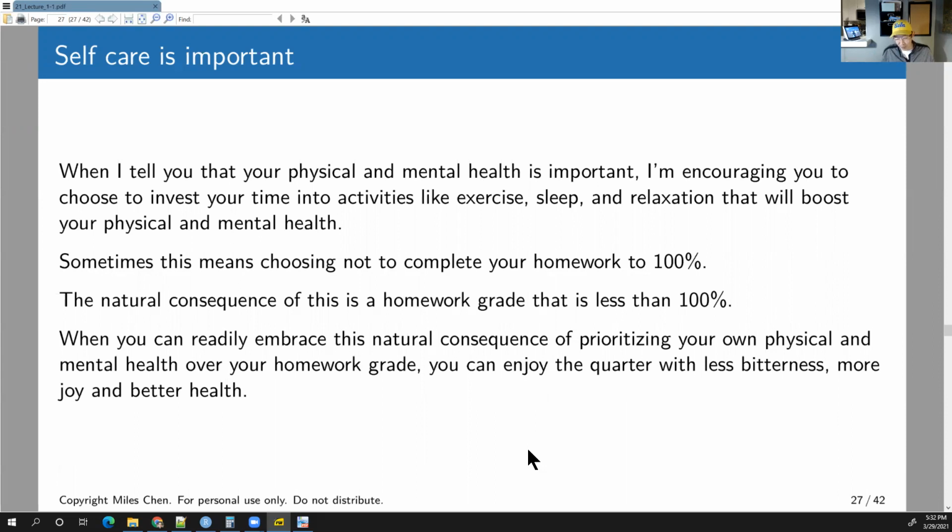and just say, you know what? To me, taking time to myself is more important, and I'm okay with this decision that I'm making. And if you can say, I'm all right with just the natural consequence that I'm not going to get 100% on the homework, I think you can maintain your mental and physical health, and accept that. So enjoy the quarter with less bitterness and more joy and better health. But again, if your grades are the most important thing to you, then the idea of submitting your homework not 100% done might feel a little terrible for you. And I guess when I say things like your physical and mental health are important, I'm just encouraging you to rethink what exactly is most important to you.